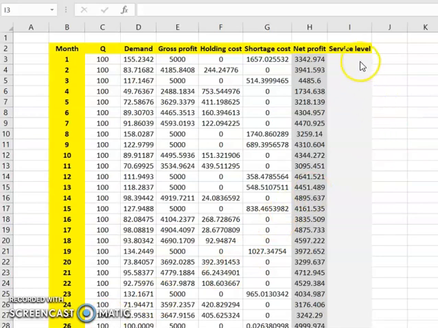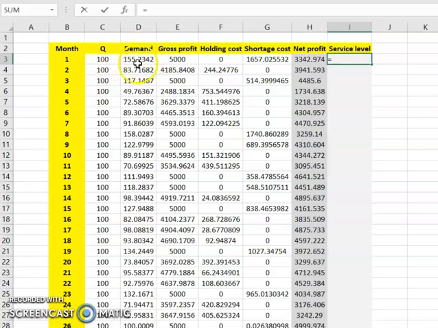Now we can go for the service level. As you remember, and also now you can check with your PowerPoint, the service level description is the percentage of the total demand that is satisfied. So here the formula would be this, the percentage of the total demand that is satisfied. Okay, what is the demand that is satisfied here? It is Q.